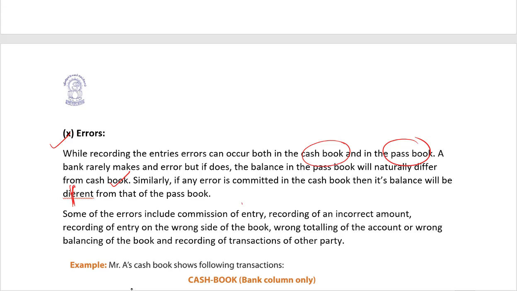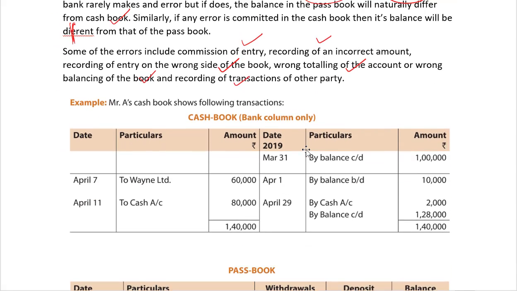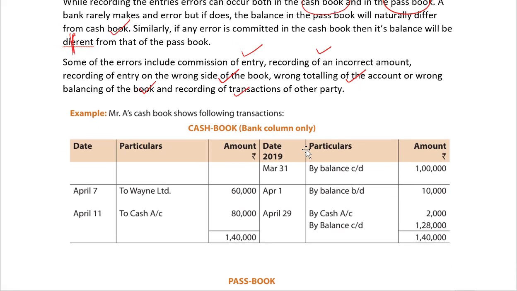Some of the errors include omission of entry, recording of an incorrect amount, recording of entry on the wrong side of the book, wrong totaling of the account, wrong balancing of the book, recording of transactions of other parties by mistake. Just see this example. Example, Mr. A's cash book shows the following transactions. This is the bank column in the cash book.